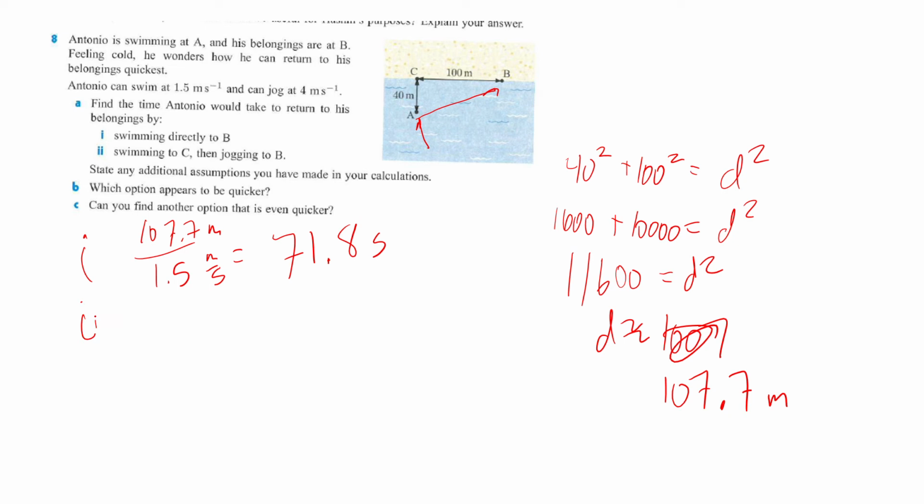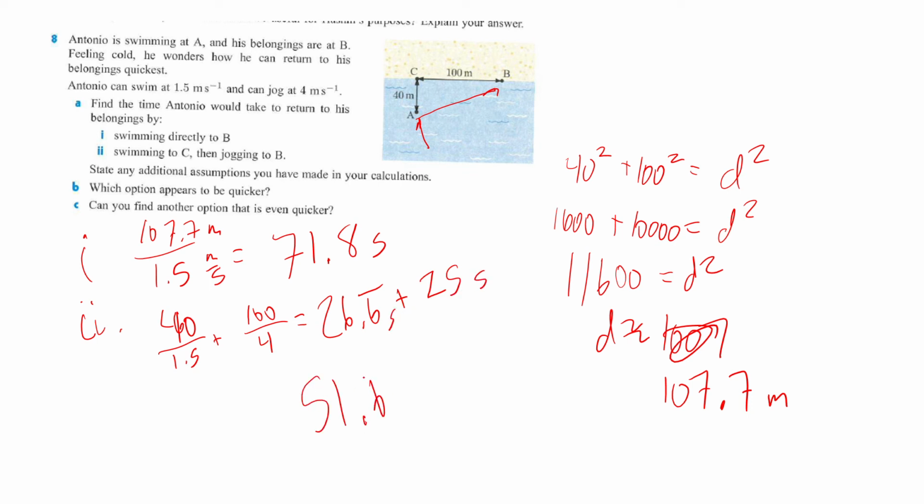Let's do part 2, swimming to C. That would be 40 meters divided by 1.5, and then you have to jog that last 100 meters, divided by 4. 40 divided by 1.5 is 26.6. 100 divided by 4 is 25 seconds. So we add those together and we're at approximately 51.6 seconds to do it that way.